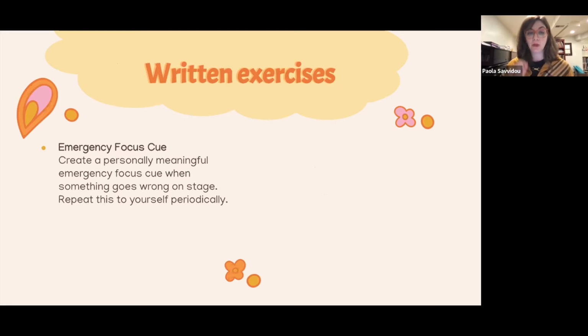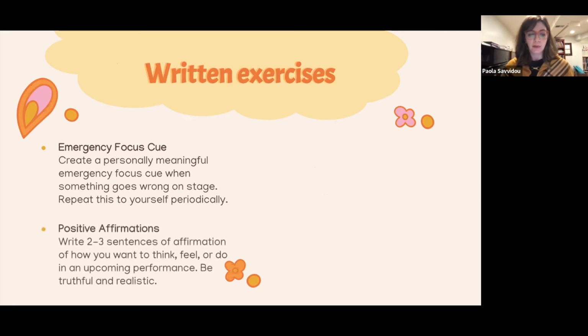You can come up with an emergency focus cue, creating a personally meaningful emergency focus cue for when something goes wrong on stage. How will you refocus? It could be something like "here," "now," or "focus," just one word that you practice telling yourself when something goes wrong. Positive affirmations, maybe 2-3 sentences of how you want to think, feel, or do in an upcoming performance. Again, being truthful and realistic.